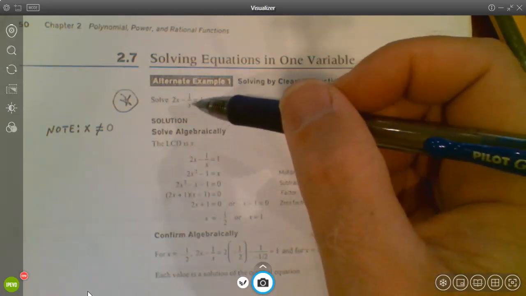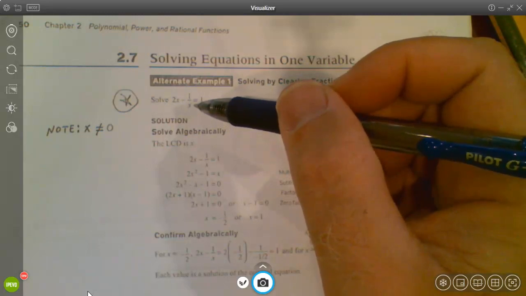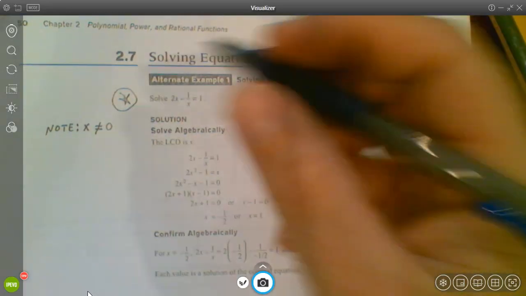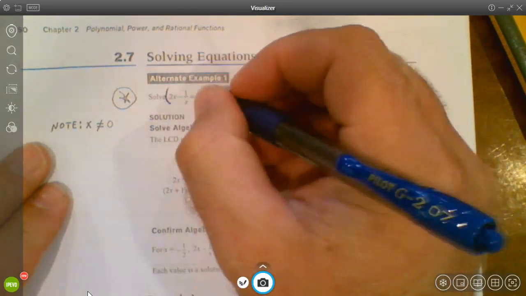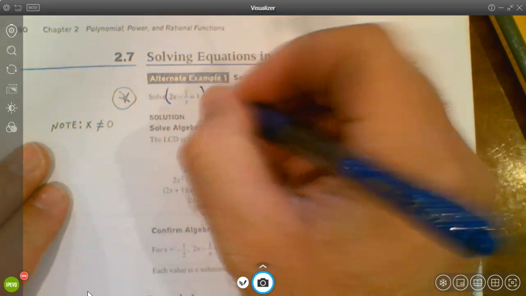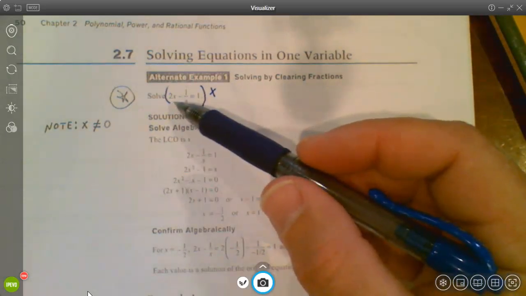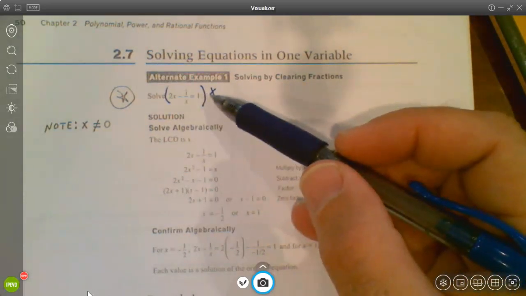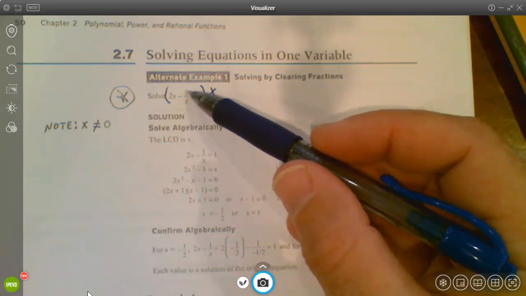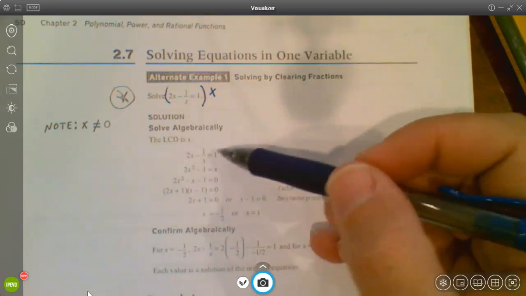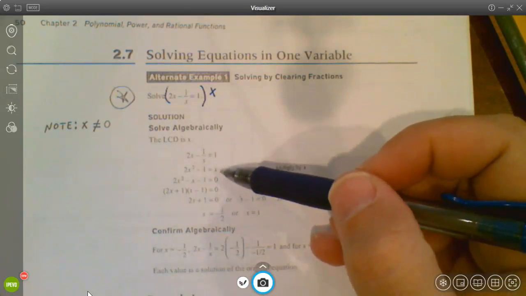So on this one, our only denominator is x. So what they did was they multiplied everything in the equation by x. So it looked like this. And in doing that, this would become 2x squared. These x's would cancel, and I'm left with just the minus 1. And then I have equals x on the far right. And so that's where they got this equation from.